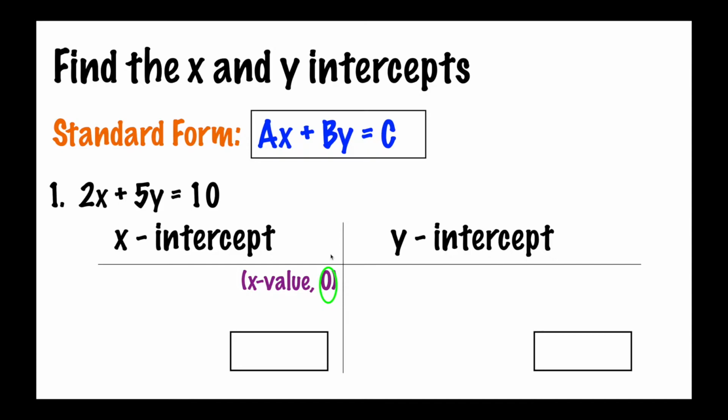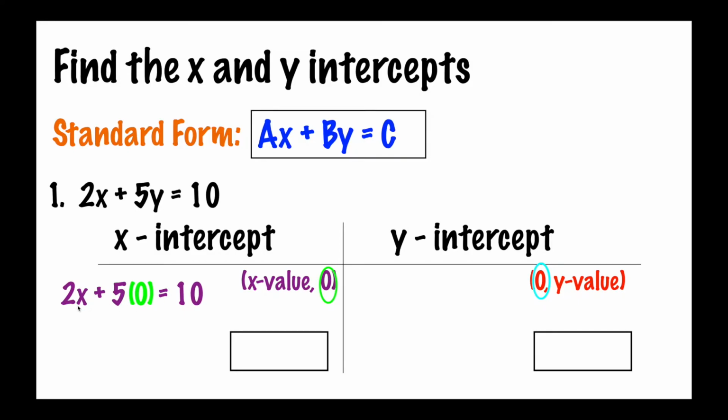The y-intercept is going to be very similar, except this time it's the x value that is automatically 0, and our y value is what we're going to try to find. So when we go to calculate this, we're going to take the equation, and when we're looking for an x-intercept, we automatically will plug in a 0 for its y value.